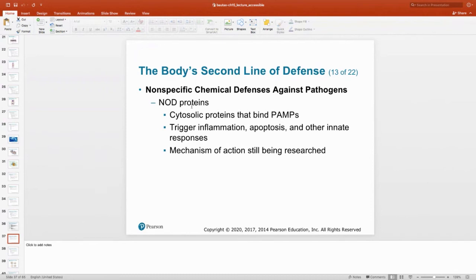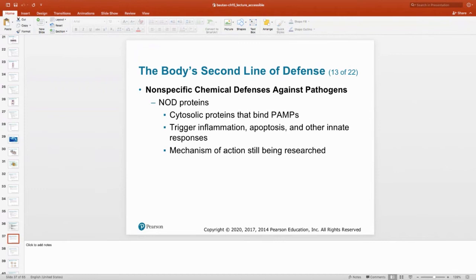There are also non-specific chemical defenses, cytoplasmic proteins that are going to bind to these, and they're going to trigger inflammation, apoptosis, or innate responses, but the mechanism is not well understood.